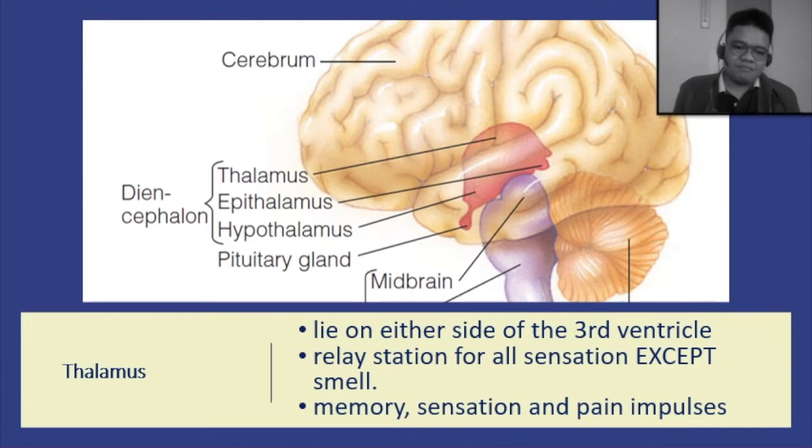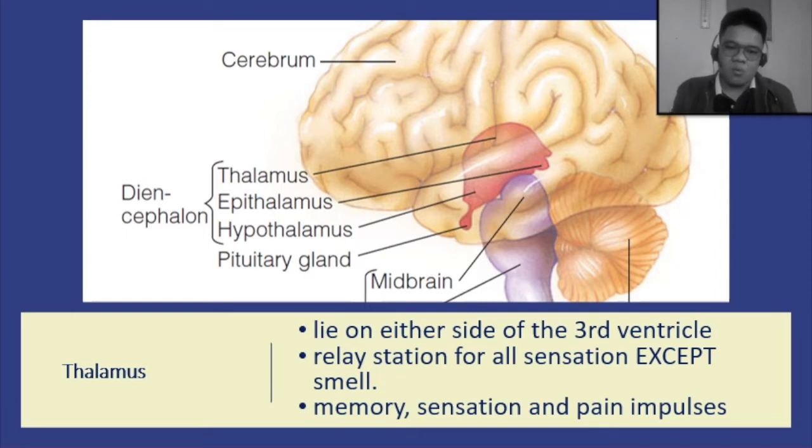So class, your thalamus would lie on either side of the third ventricle. I'll show you the picture of a ventricle later on. It is considered to be a relay station for all sensations except smell. Meaning class, the sensation impulses would pass through your thalamus first before it proceeds to other lobes of the brain, except for your sense of smell.